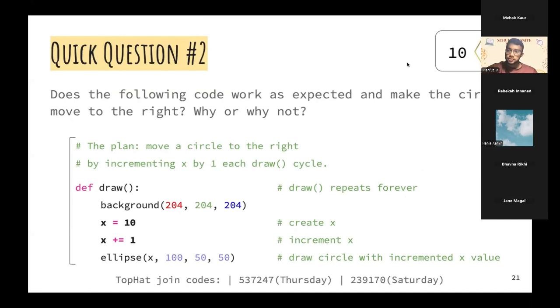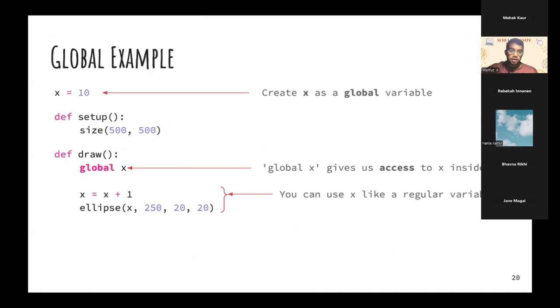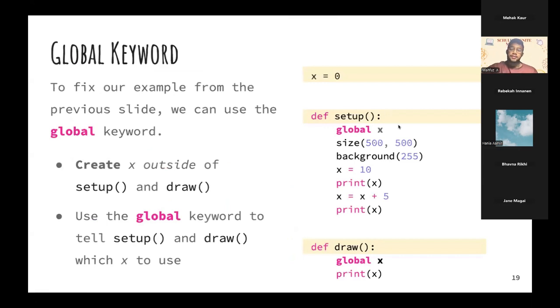The advantage of using the global variable. So let's say you have two different functions and they're both dependent on the same variable. For example, let's say in def setup, you wanted to print x, but also in draw, you wanted to use the same variable of x.